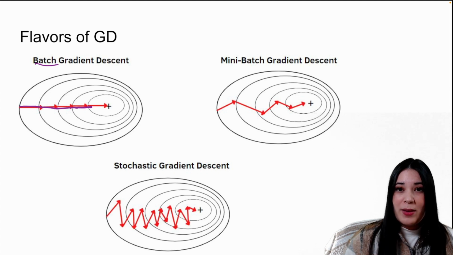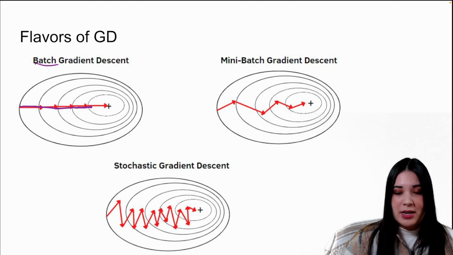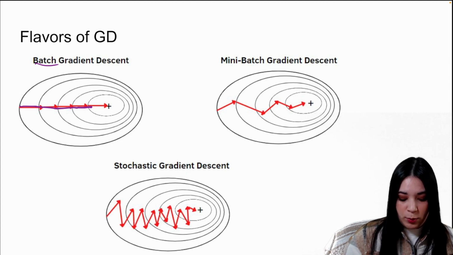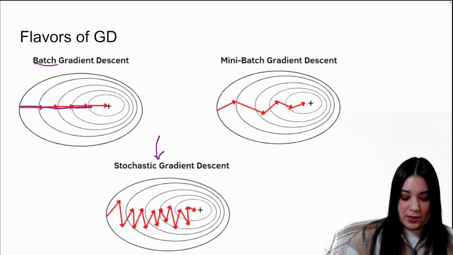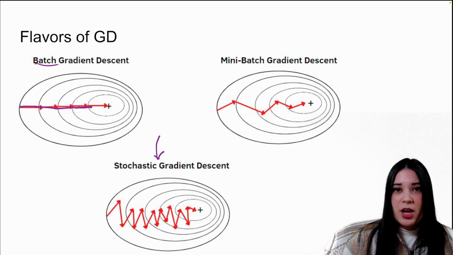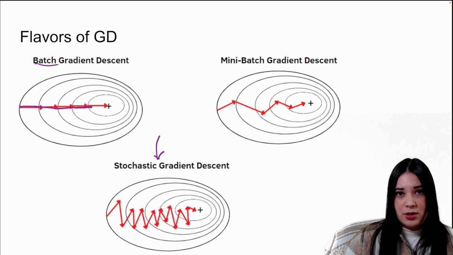However, sometimes we may not want to use all of the data points to estimate the gradient. In fact, we could even just use one. When we use a single data point to estimate our gradient at every update, we usually call this stochastic gradient descent.